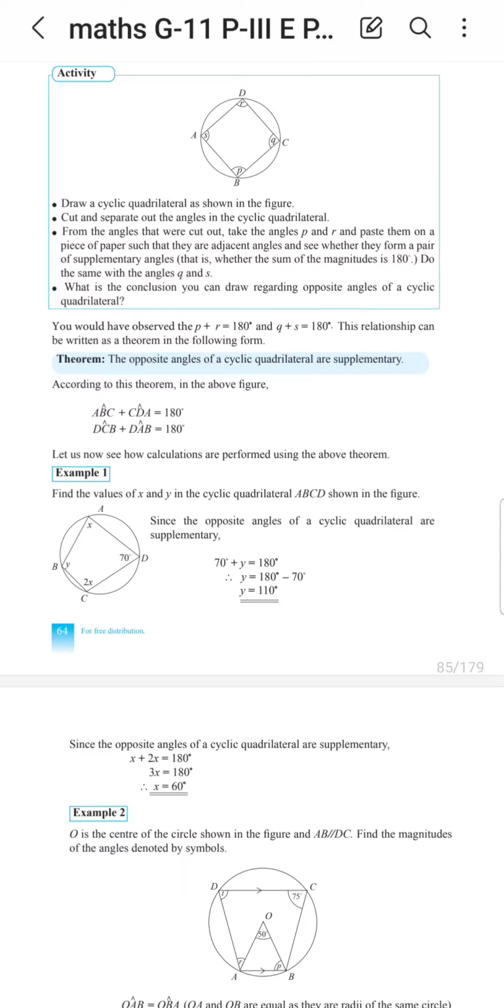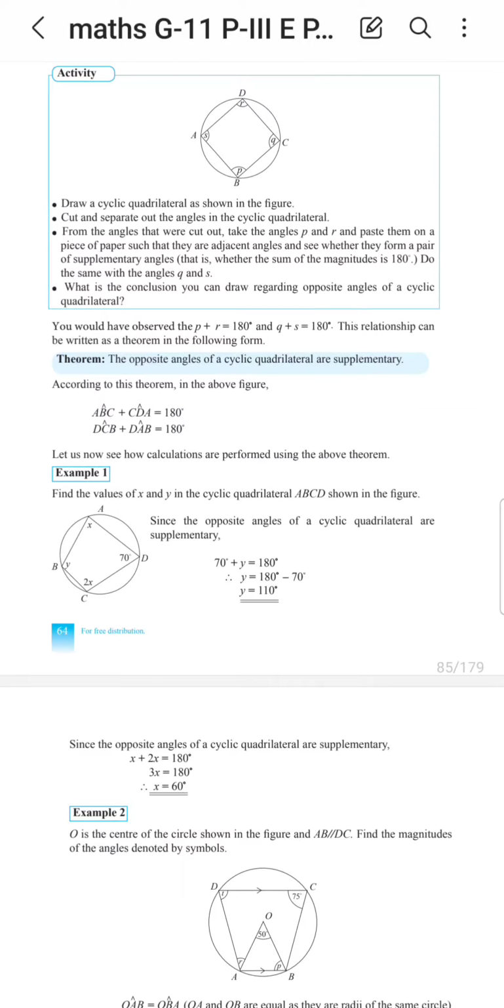There is another word, complementary. Complementary means when you add two angles, you will get 90 degrees. So supplementary means 180, complementary means 90 degrees.